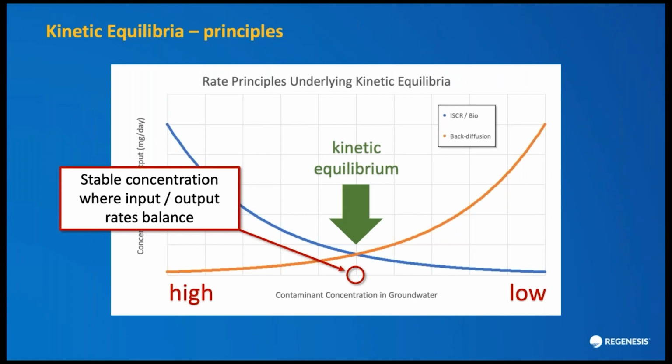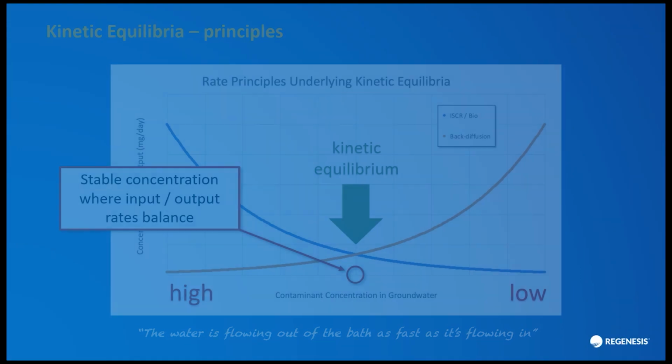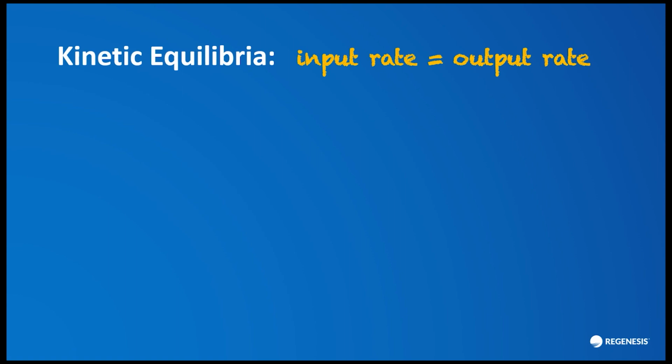It doesn't really matter what the concentrations were to start with, the rate will always gravitate towards that equilibrium. It's as if the water is flowing into the bath as fast as it's flowing out. We have a waterfall. It looks fixed, but the mass is changing all the time. So a kinetic equilibrium will emerge as an emergent phenomenon when input rates and output rates balance.